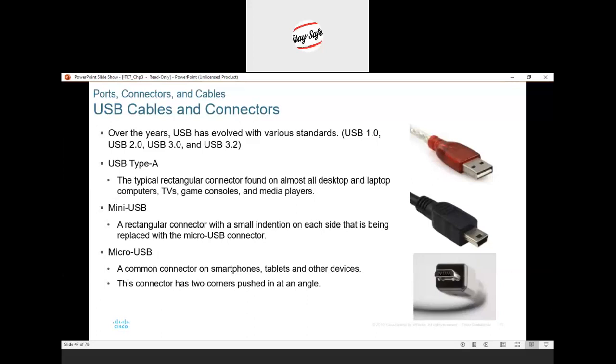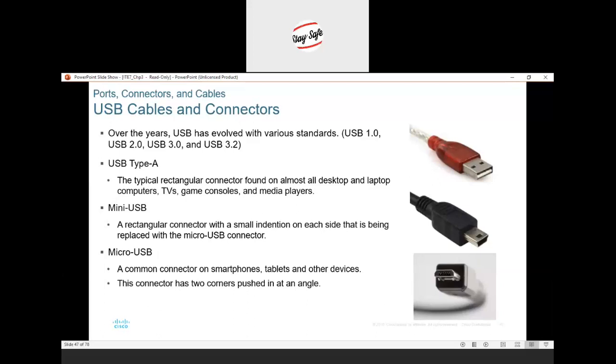Okay. USB cables and connectors, still under ports, connectors and cables. Over the years, USB has evolved. We have the 1.0, 2.0, 3.0. You can see the picture of the USB there. Lots of you, of course, use your USB for your keyboard and for your mouse and all of that.